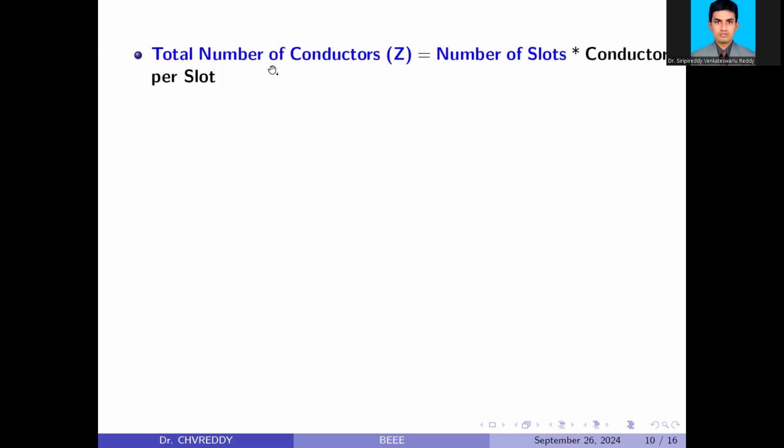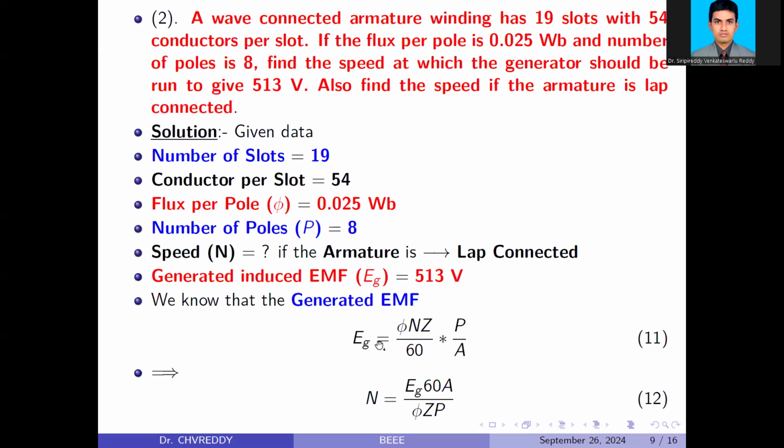The total number of conductors Z equal to the number of slots into conductors per slot. In the given data, they are given the number of slots and conductors per slot. But here the induced EMF is equal to phi N Z by 60, and we don't know the Z value. You know the value of phi, Eg, P, and A based on the condition. So we need to calculate Z, the number of conductors, based on the number of slots and conductors per slot.